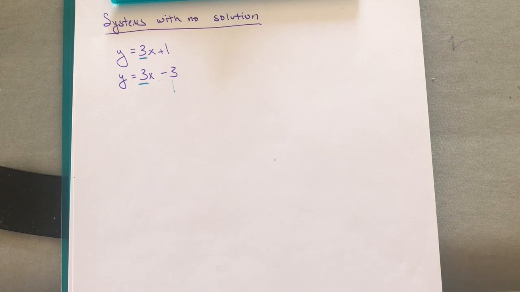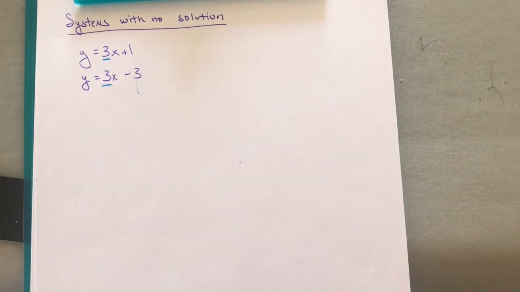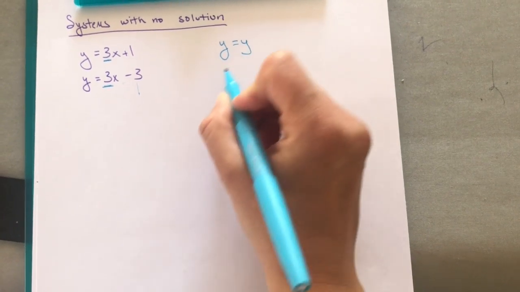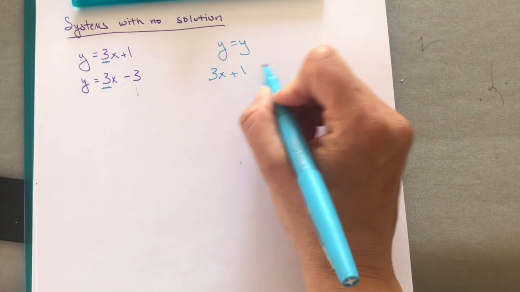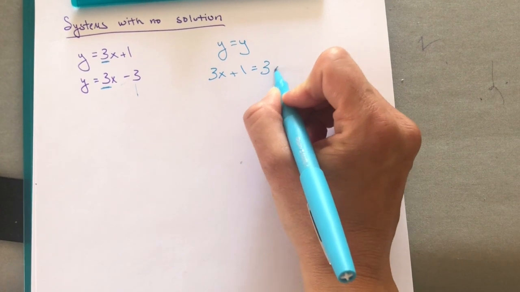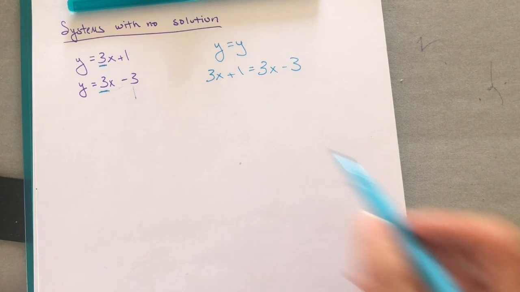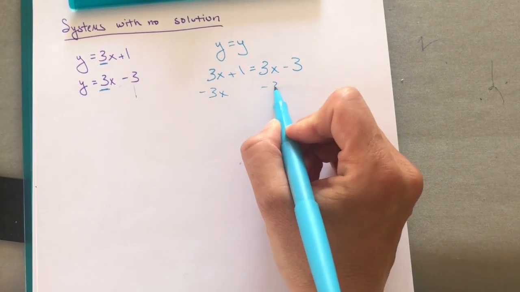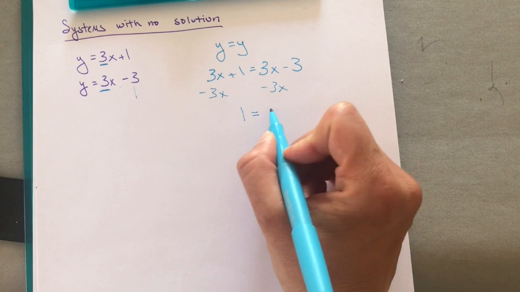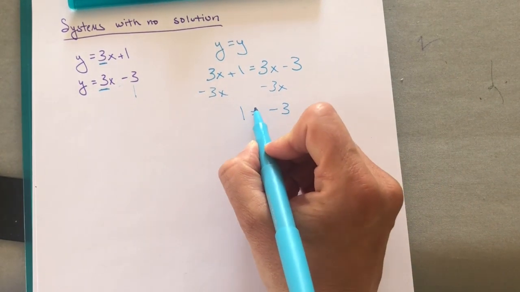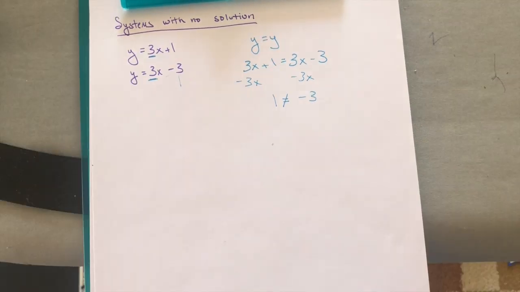Let's say, however, I didn't notice that and I set about solving. So this system would lend itself well to substitution. So let's say I start solving. I'm going to set y equal to y. So 3x plus 1 is equal to 3x minus 3. And when I solve it, I end up getting 1 equals negative 3, which is never true. That's an untrue statement. So therefore, there is no solution to the system.